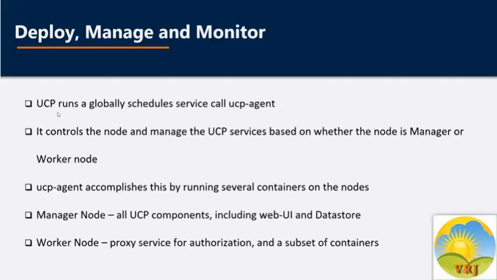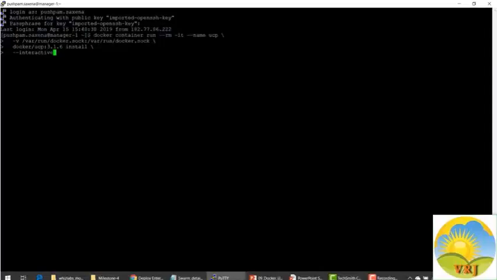I will run the command. It runs the container with the name UCP, and configures a volume to provide access to the /var/run/docker.sock of the Docker host inside the UCP container. The UCP image is 3.1.6, with the command as install, run in interactive mode. Here I have not specified the IP address, but if you have more than one network interface, then you should provide the IP address as well.